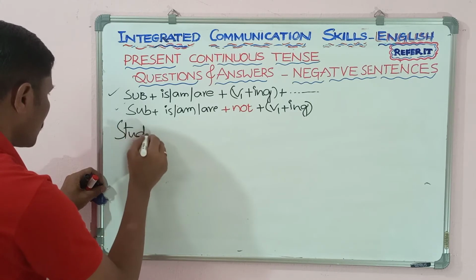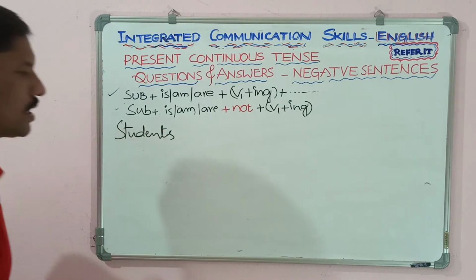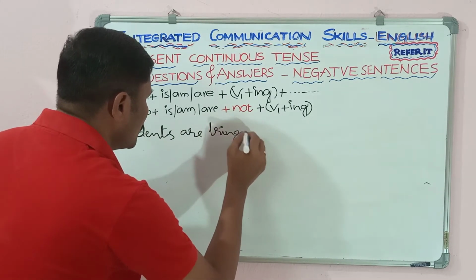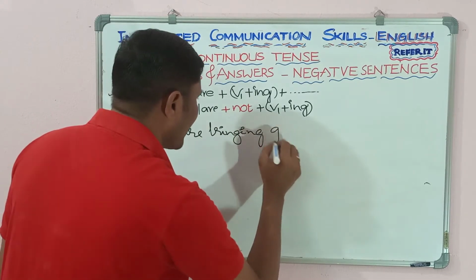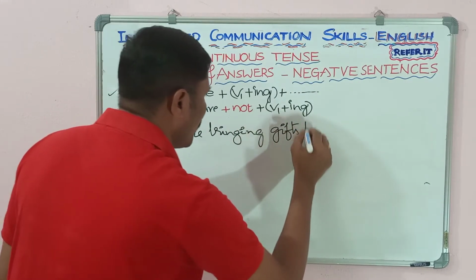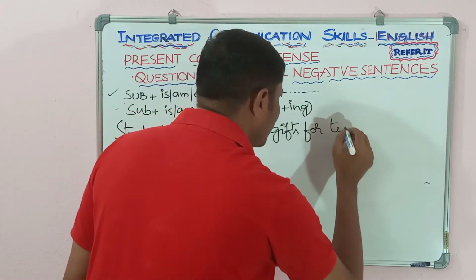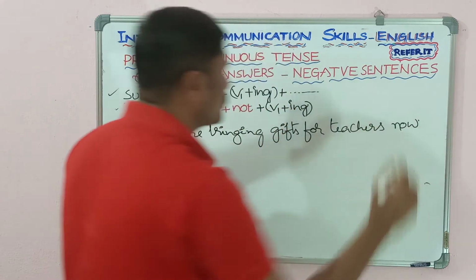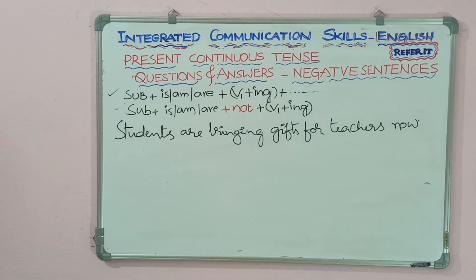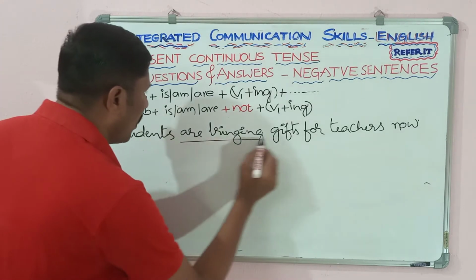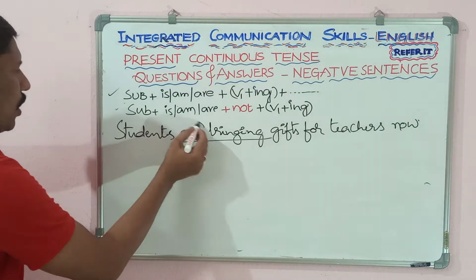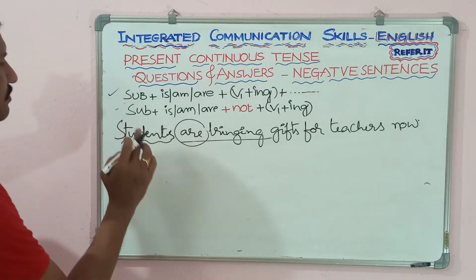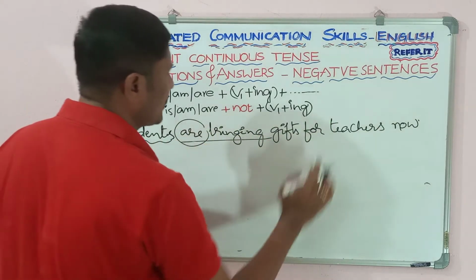Students are bringing gifts for teachers now. Students are bringing gifts for teachers now. Identify the verb are bringing. Why do I use are here? As the subject is plural, it takes only plural verb. Students are bringing gifts for teachers now.